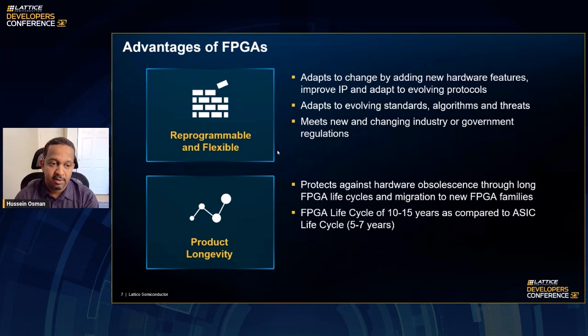FPGA life cycles are normally 10 to 15 years versus ASICs that are 5, 7 years maximum. So if the product is to stay on the shelf for a long time or stay with users for a long time, having an FPGA is an advantage.